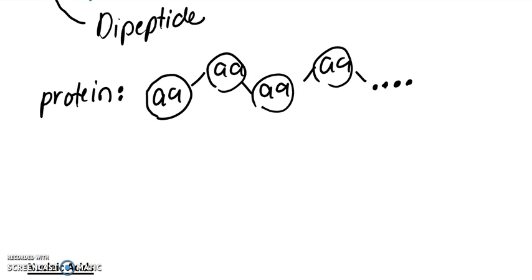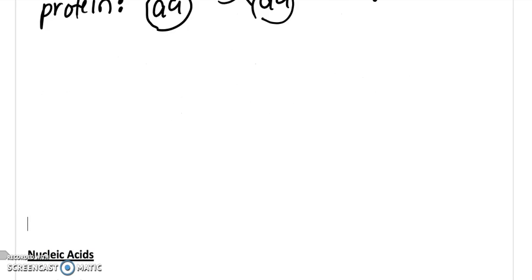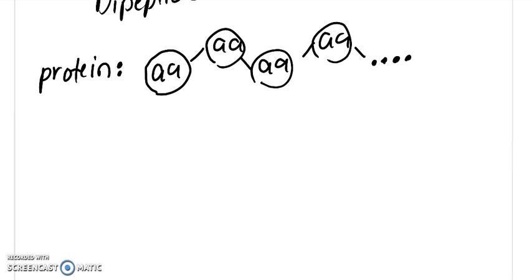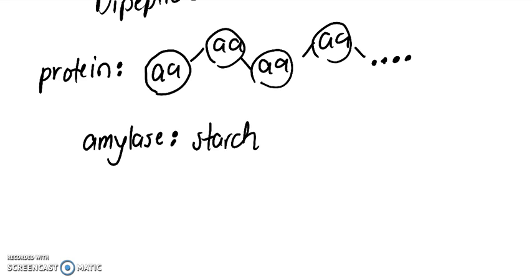Okay, now what do proteins do? I haven't explained anything about proteins. They do a few things. Let's take an example. Amylase is a protein. Amylase completes a function, right? So amylase would take starch and cut this up into glucose. So this protein did something.